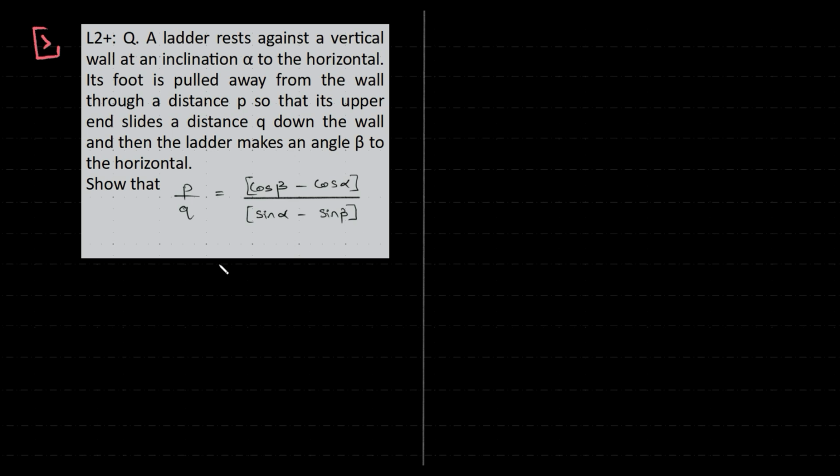A ladder rests against a vertical wall at an inclination of alpha to the horizontal. So the inclination alpha is with respect to the horizontal. Its foot is pulled away from the wall through a distance of p, so that the upper end slides a distance of q down the wall, and then the ladder makes an angle of beta with respect to the horizontal.